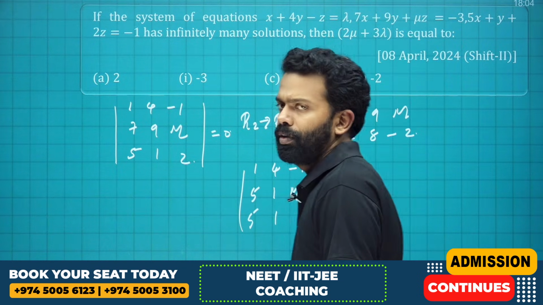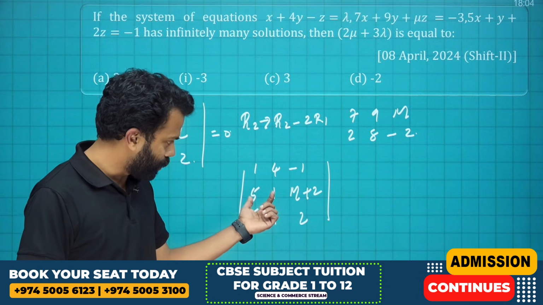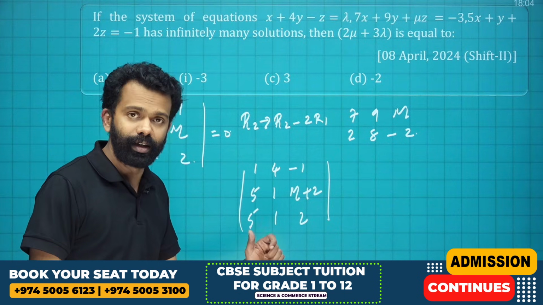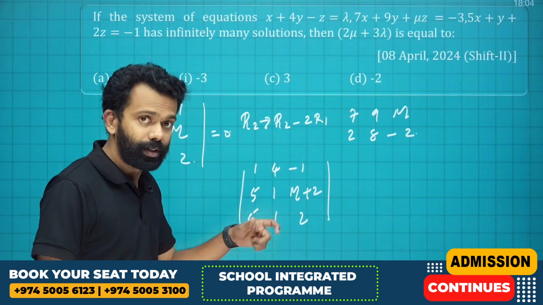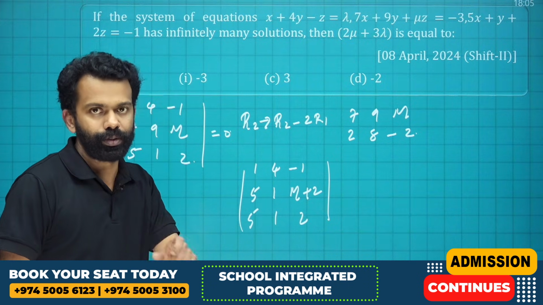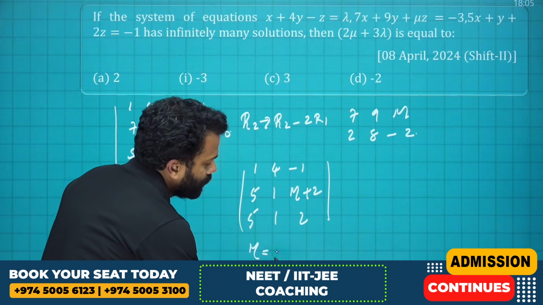So what is the value of mu? It's very easy. See, the elements in row 2 and row 3 are identical, right? 5, 5, 1, 1. Therefore, these should be same. Then what should be the value of mu? 0. Only then it will be same, right? Therefore, mu is equal to 0.